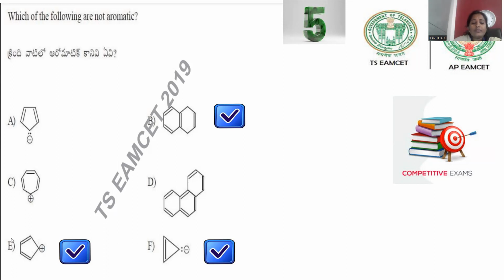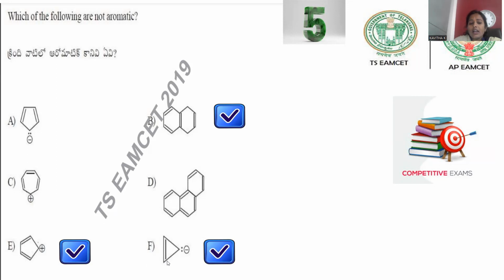Go with this one. If you go with this cyclopentadienyl cation, you can find conjugation, sp2 hybridization for all carbons and a ring system. But Huckel rule will not be obeyed. Huckel rule is violated because we are not having a 6 pi electron system. Only 4 pi electrons are there. You can strike it out. This is non-aromatic.